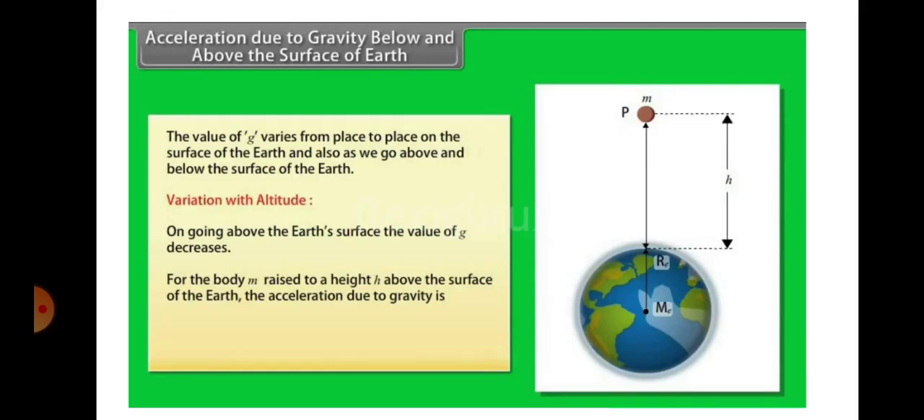Next, remember acceleration due to gravity varies with altitude. Once we move above the surface of the earth, the g value will go on decreasing as we move away from the earth's surface. The g value will decrease, as we see in this diagram. The g value goes on decreasing when we move away from the earth's surface, or once we move in the upward direction.